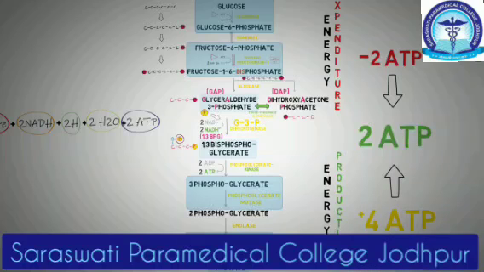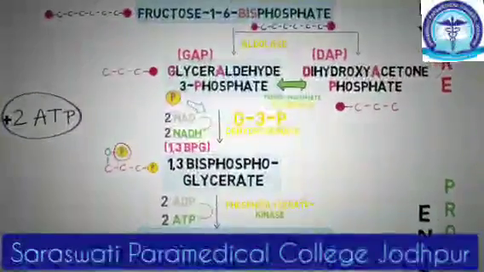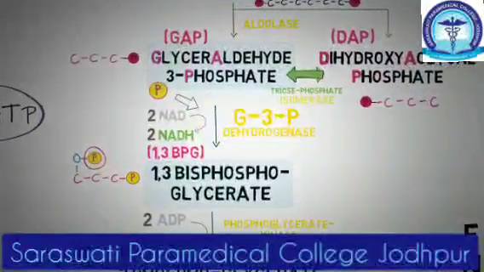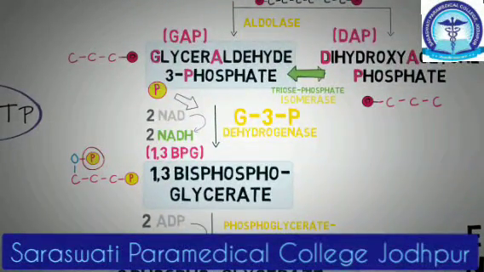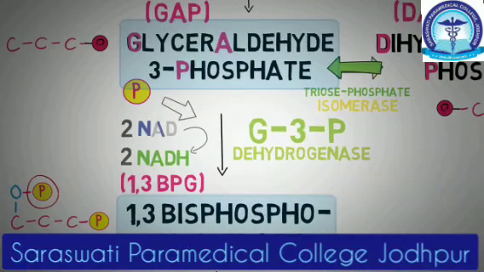Now what happens if oxygen is available in glycolysis? Oxygen has no direct role in this pathway of glycolysis, but has a very important role indirectly, and that is here in this reaction. Here, as you can remember, glyceraldehyde 3-phosphate is converted into 1,3-bisphosphoglycerate. The enzyme making it possible is the glyceraldehyde 3-phosphate dehydrogenase, which removes hydrogen from glyceraldehyde 3-phosphate and attaches it to NAD to make it NADH.